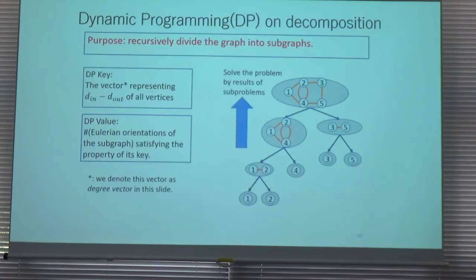So our algorithm is based on dynamic programming on the decompositions. The main idea is that we divide the input graph into small subgraphs, which can be more easily treated compared to the whole graph. So we use dynamic programming keys as the in-degree minus out-degree of all vertices, and the value is equal to the number of orientations of the subgraphs which satisfy the key values.